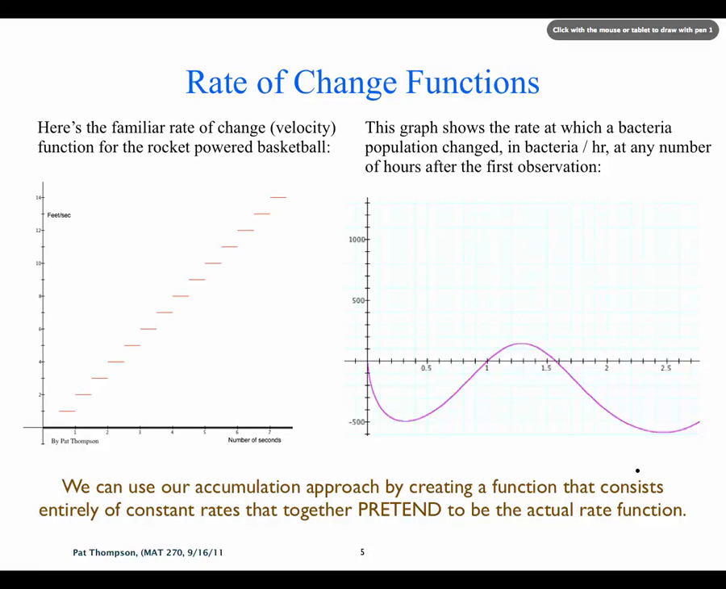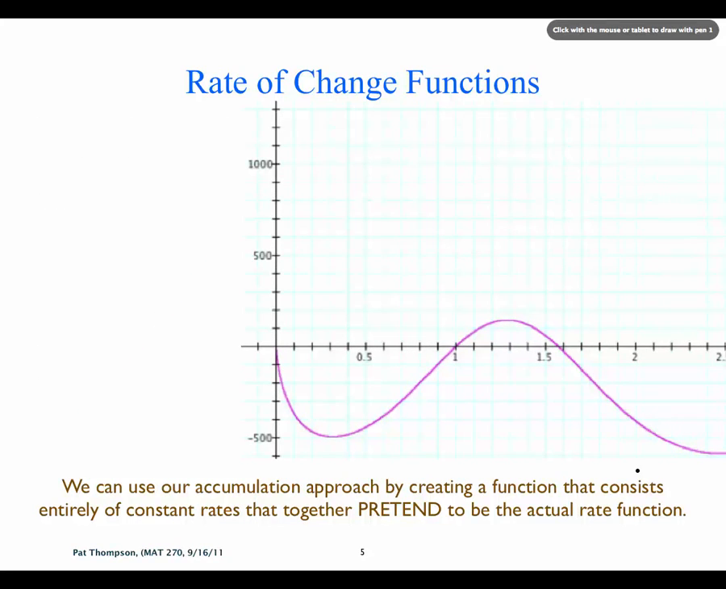Okay? So what we can do is use our accumulation approach by creating a function that consists entirely of constant rates that altogether pretend to be this function. So we're going to make a rate function kind of like the basketball, but one that's trying to simulate this one, made up of a bunch of constant rates. So that's how we can solve it. Once we have this pretend function, we can then start talking about the accumulation of bacteria, because we can use our technique of summing up bits of change based on constant rate of change.